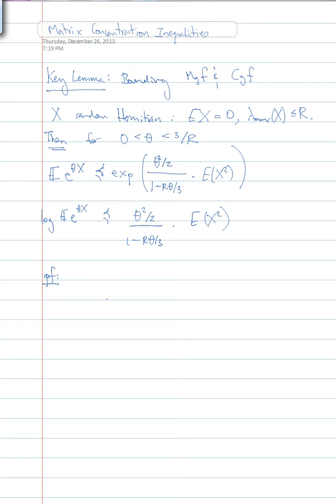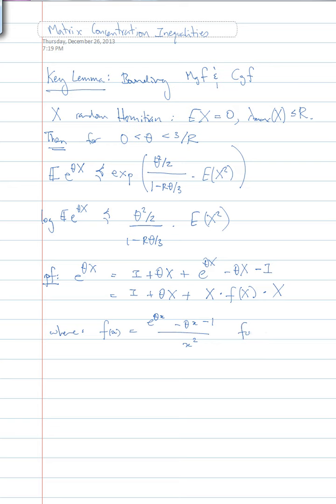Okay, so the proof is as follows. We start with the following rewriting of e to the theta X. This is just equal to I plus theta X plus e to the theta X, and I'm going to subtract off what I added, minus theta X minus I. And I'm going to rewrite this as the identity plus theta X plus X times f of X times X, where I'm defining f as a function on the line equal to e to the theta x minus 1 minus theta x, divided by x squared, for x different than 0, and then we can just take the limit and write that f of 0 is equal to theta squared divided by 2.